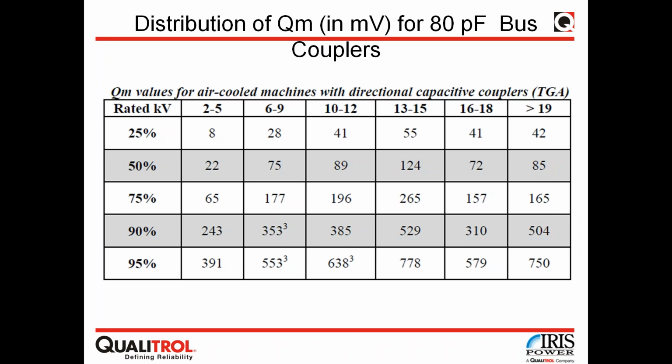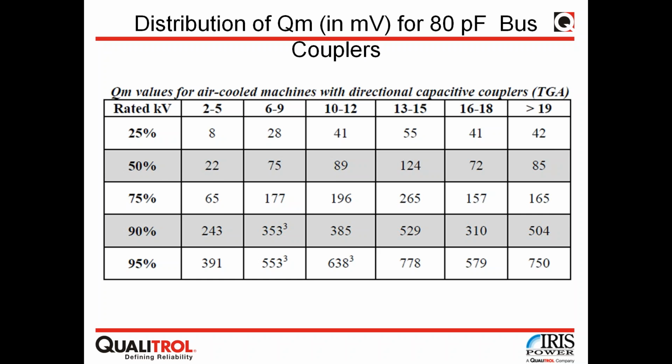If you have a machine and make a test, after the very first test you can compare your results with the results in this table, identifying the voltage of your machine and then looking at the QM from your result. So you can see whether your machine is in a group with lower or higher levels, or maybe higher than 95, which would be the critical group when it comes to level of partial discharge.